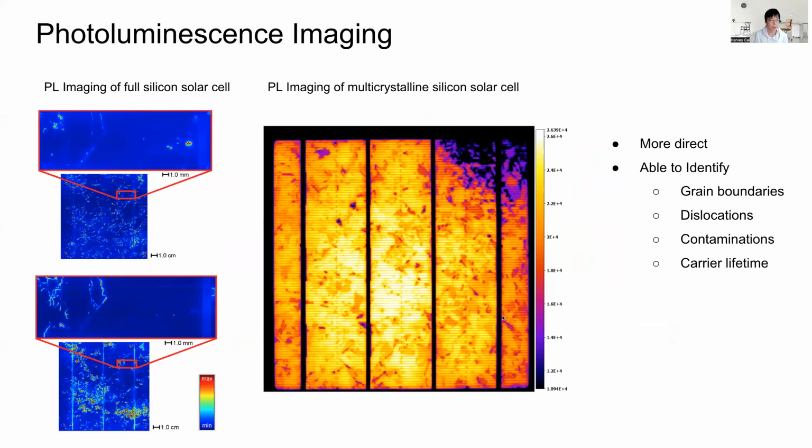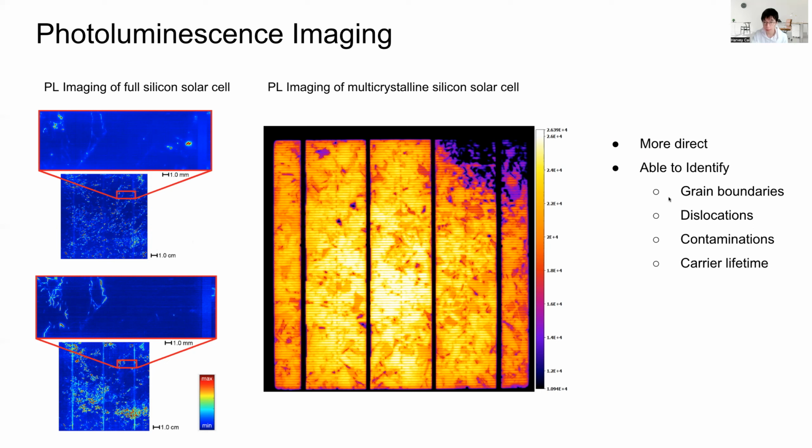And photoluminescence imaging is another method, as we mentioned before. It is more widely used in silicon solar cell analysis or silicon wafers. As we can see in those graphs, we can directly see from the graph what the defects look like. For example, in the lighter region here, you can see it's possibly a dislocation or some other kind of defect.